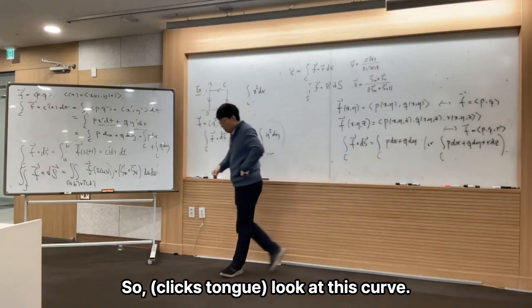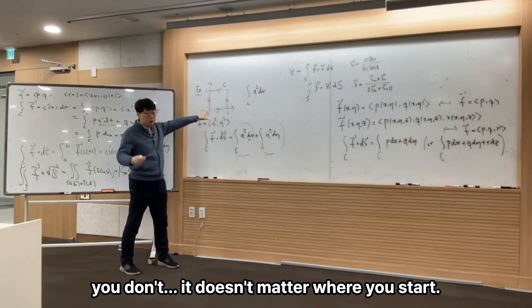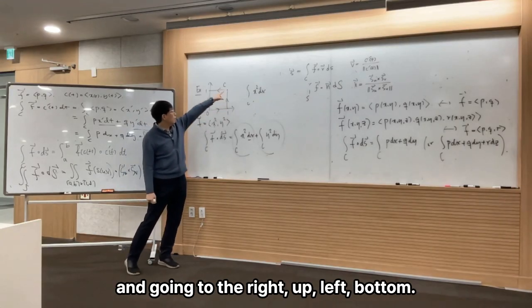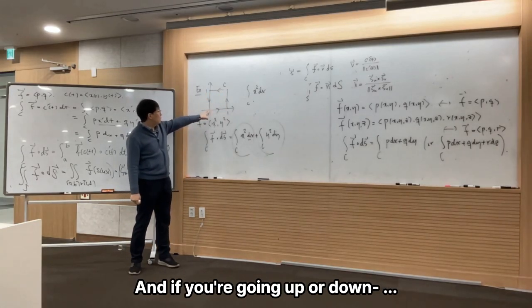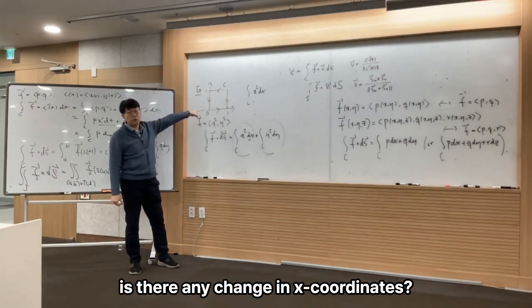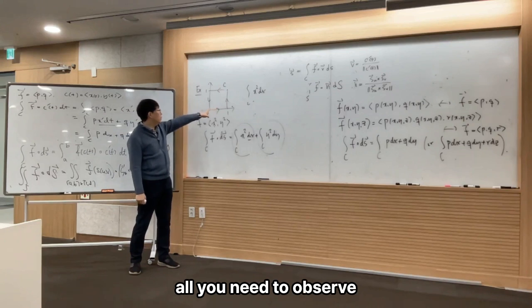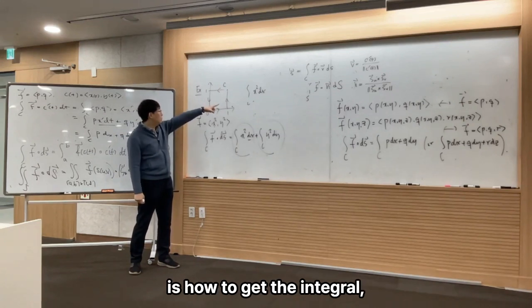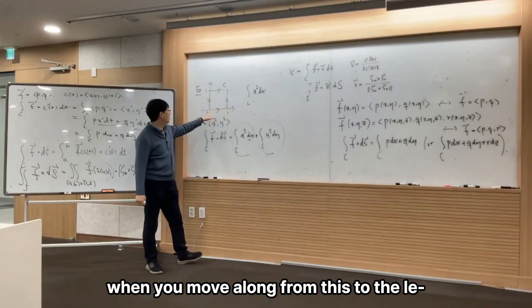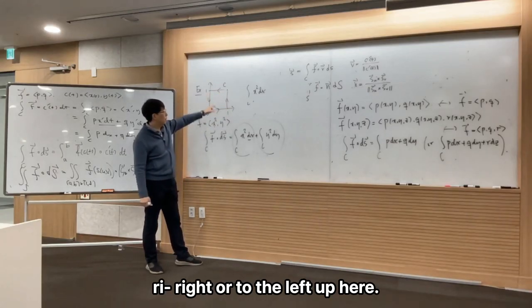So look at this curve. Let's say it doesn't matter where you start. Let's say it starts at the origin, and it's going to the right, up, left, bottom. And if you're going up or down, is there any change in x coordinates? No, you don't change it. So all you need to observe is how to get the integral, how to get the sum of x squared when you move along from this to the right or to the left up here.